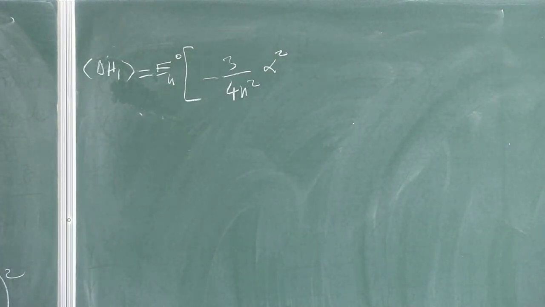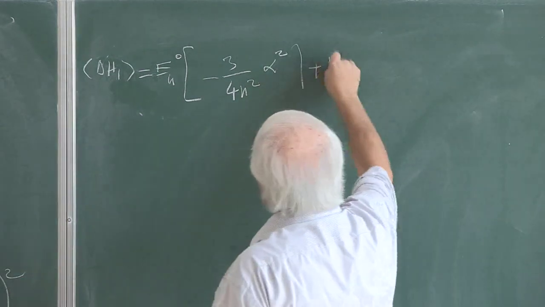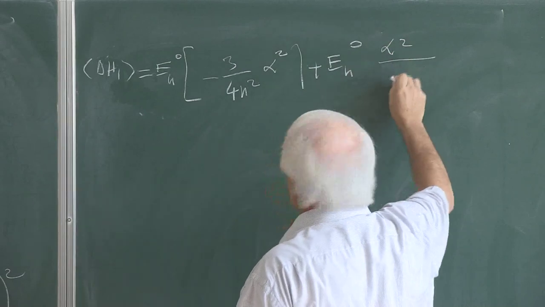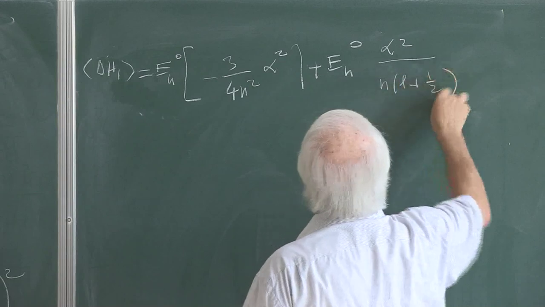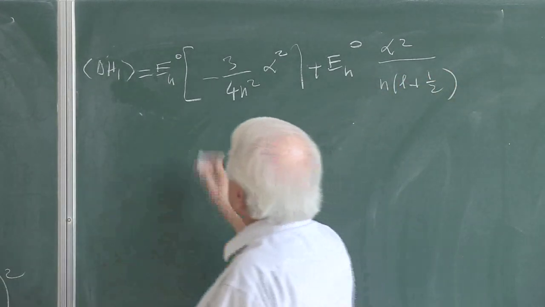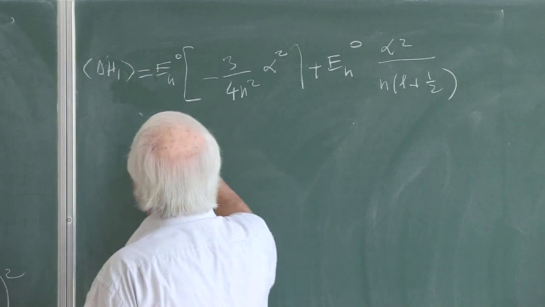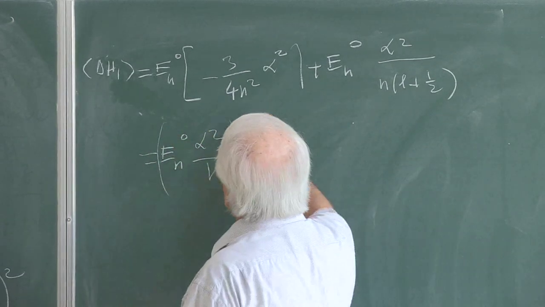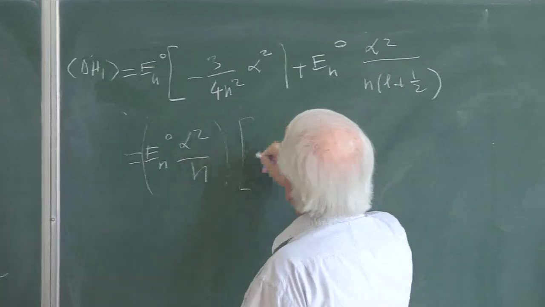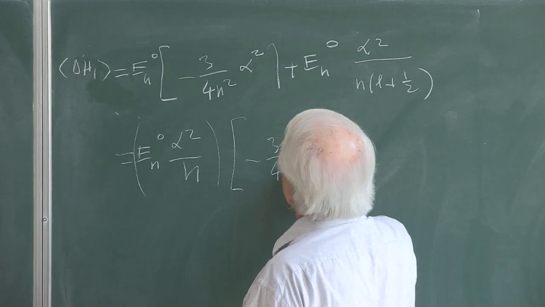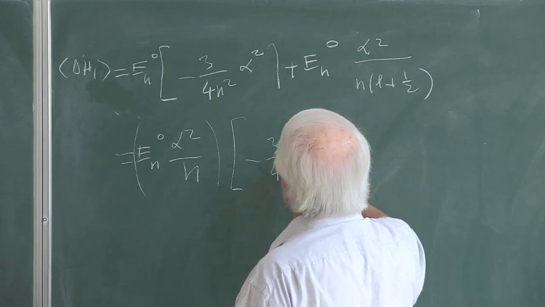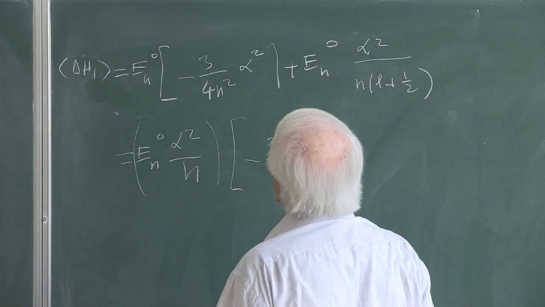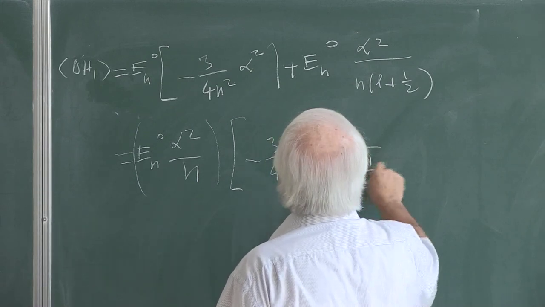And what about the last one? Last one is EN0 times alpha squared divided by N L plus a half. So I can really combine everything. How do I do that? EN0 alpha squared divided by N is the first prefactor I write, and remaining is minus 3 quarter n. No, alpha squared is already taken out. Plus 1 over l plus a half.